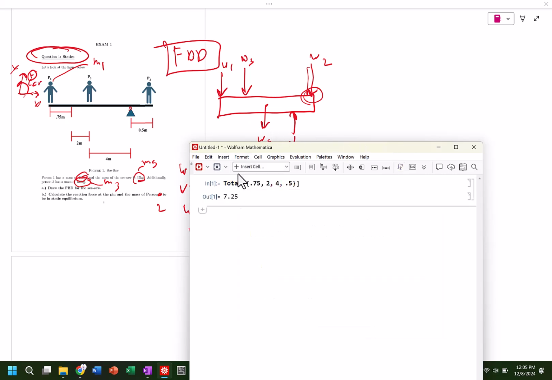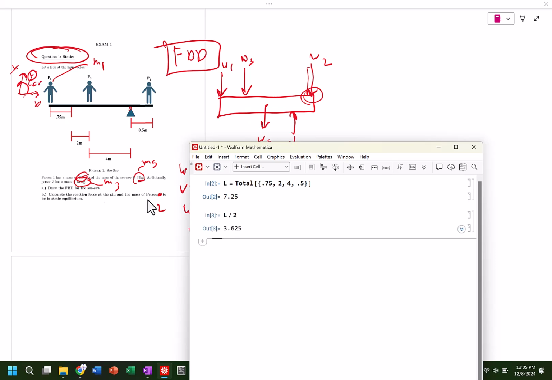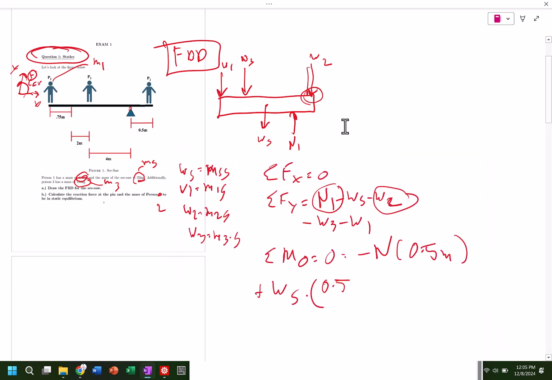So the total length, I'm going to call this L, big L. The total length is this, so L divided by 2 will occur at 3.625. So the distance between our point, and because it's the end, it will actually be this distance, so 3.625. Again, it's the perpendicular distance from the line of action of each of these forces, so that is going to be 3.625 meters. Excellent. We're also going to have a plus weight 3, excuse me.